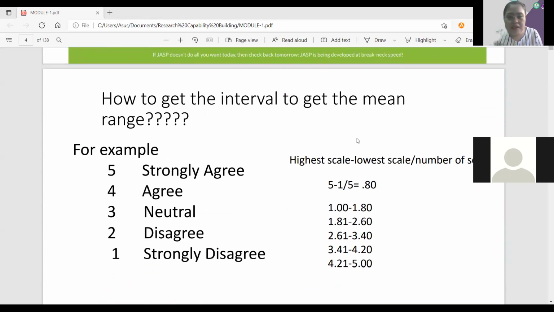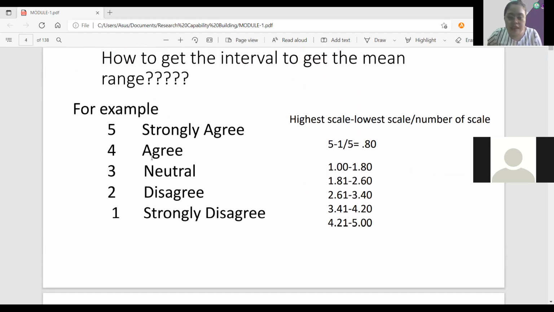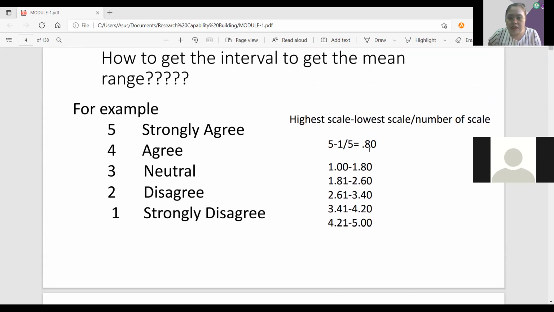Now, this part is for those who will be using a questionnaire and a Likert scale for their data. So if you have sentences, and then the respondents just select whether they strongly agree, disagree, or whatever, they are neutral with that certain statement. Now, this is for the interpretation part. How do you get the interval to get the mean range?